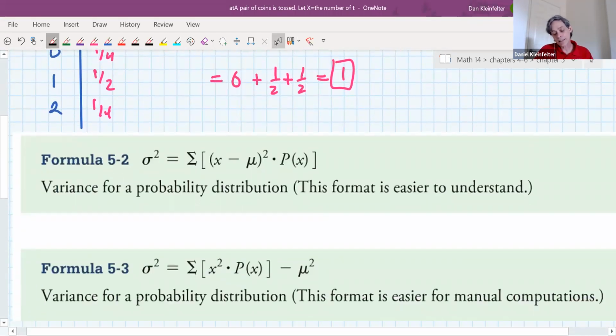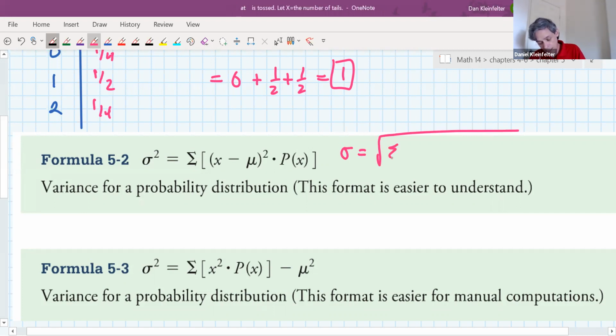Okay, variance and standard deviation. Variance is the square of the standard deviation, okay? So we just got the formula for variance here. We'll take the square root to get the standard deviation. In fact, let me just go ahead and put that down here now. The standard deviation would be the square root of this sum of x minus mu squared times p of x.